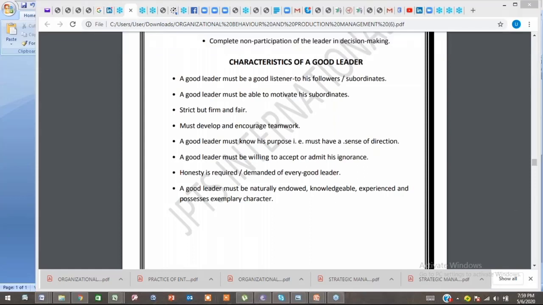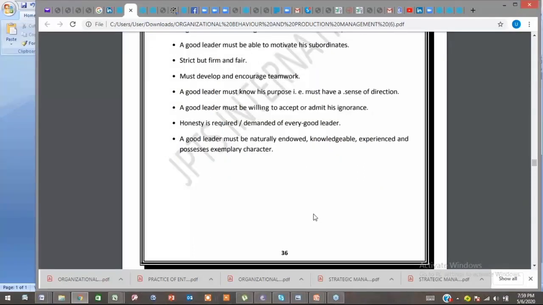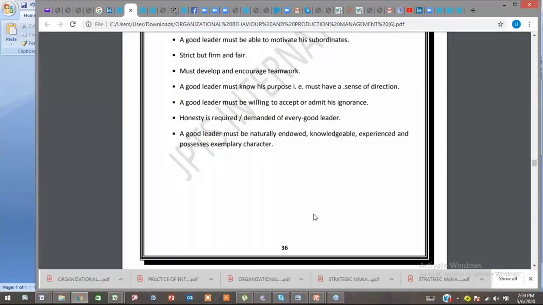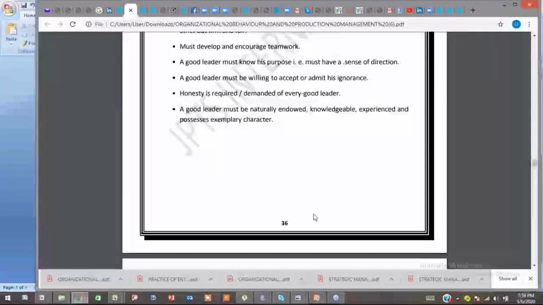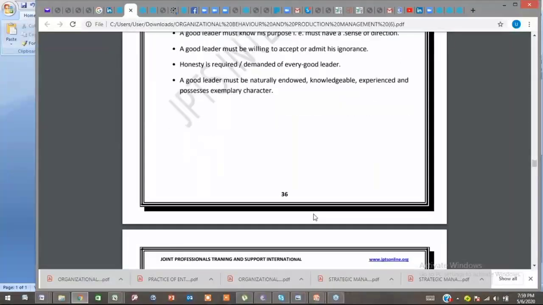He said I have just 1 minute more. Honesty is required. A good leader must be naturally endowed, knowledgeable, experienced, and possess exemplary words.